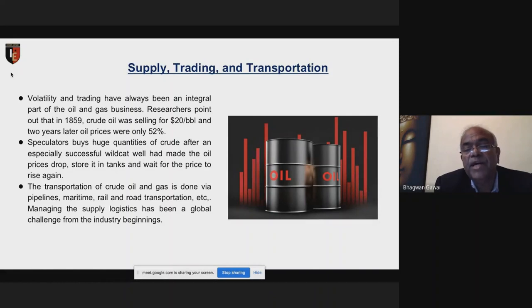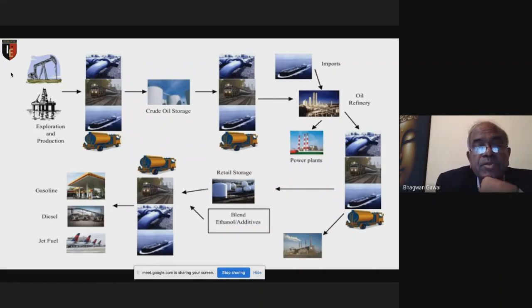Say for example, in ONGC we have a lot of naphtha coming up, and now because of Reliance we have huge refining capacity. So ONGC exports naphtha. Sometimes we export naphtha from Mangalore refinery also. That is called trading. So those trading operations have also taken place. As I explained to you earlier, there's exploration and production and crude oil storage, then logistics, then import, it goes to the refinery, then usages.